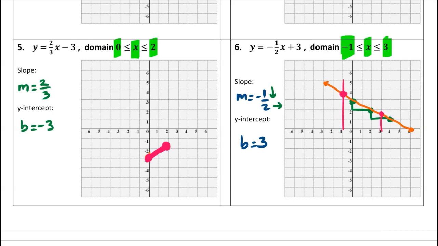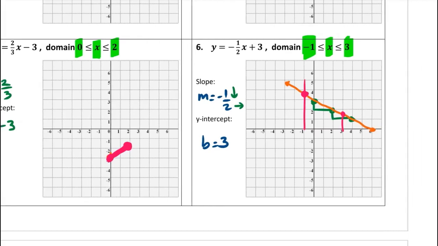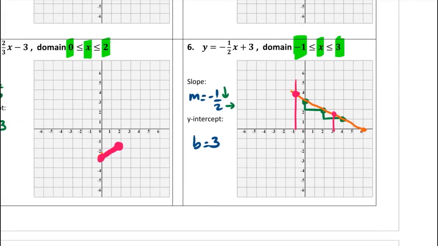Then we erase everything on the side, everything beyond the first point and everything beyond the second point. We just keep the one in the middle. And that's it. That's the answer for number 6.